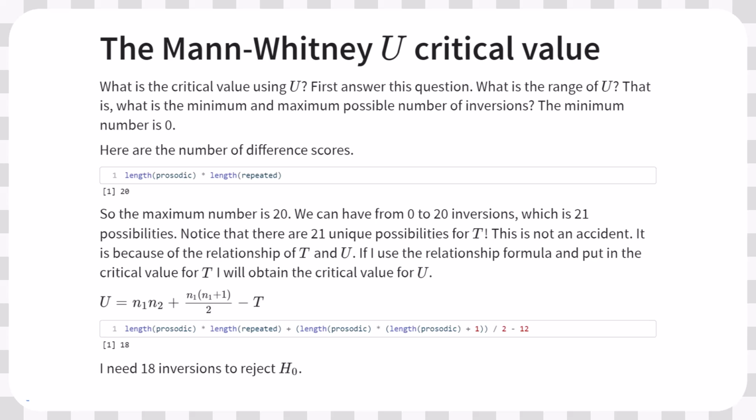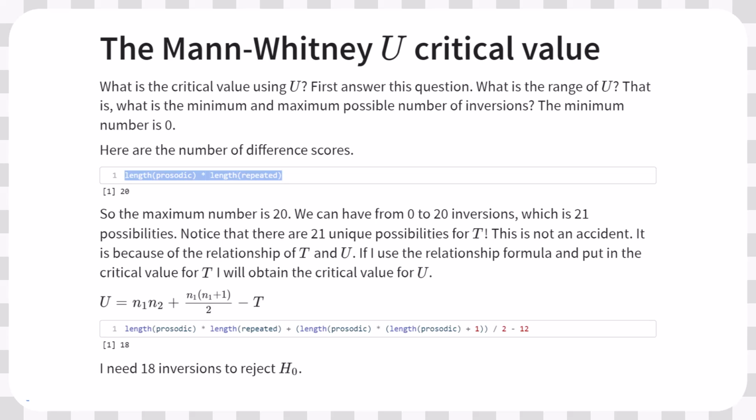What's the maximum number we could have? Well, think about that. How many possible difference scores are you going to have? You're going to have the first sample size, that is how many are in the prosodic condition, times the second sample size, how many are in the repeated condition, and that's 20. So the maximum number is 20. We're only using integers because we're talking about a number of inversions. So how many values are there from 0 to 20? We can have from 0 to 20 inversions.